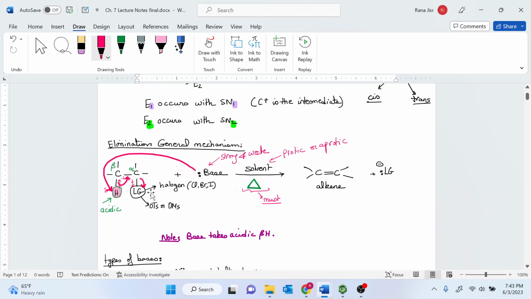Whether the reaction happens in one step, like I just drew, or in two steps in there, that is going to determine the mechanism of the reaction. Now, heat is a must for this reaction to happen because elimination is always present in the presence of heat. And when we say heat, we mean more than room temperature, so more than 25 degrees Celsius.